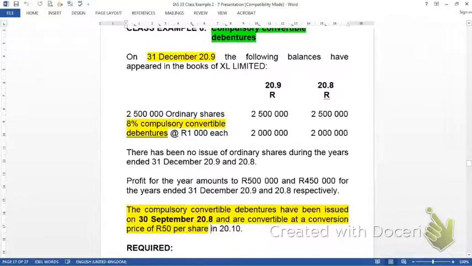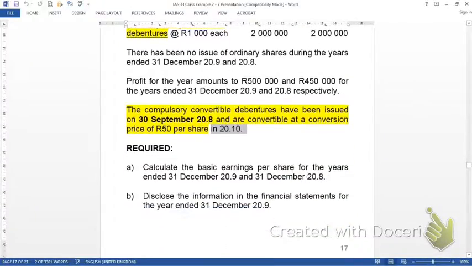The 2010, it doesn't really matter when, because that will still be in the future. In that year it is important, but now just to know that it is in future. So let us look at the required part. Required: calculate basic earnings per share for the years ended 31 December 20.9 and 20.8, and then part B, disclose this information in financial statements.